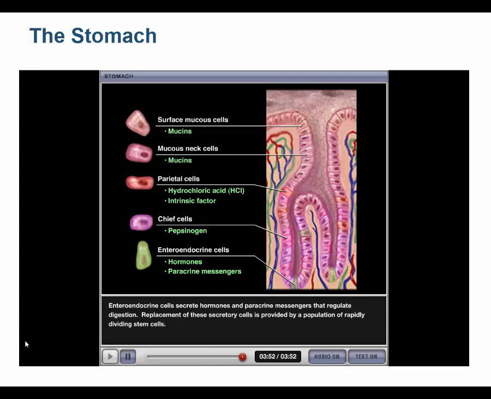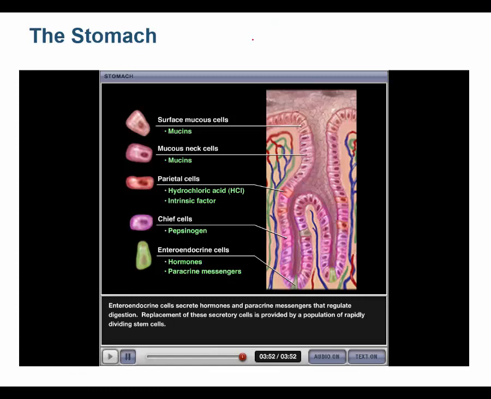Before I move on, I didn't mention in the previous slide that intrinsic factor is secreted by parietal cells. I failed to mention that. Let me just tell you something about intrinsic factor. It is a protein that's necessary for vitamin B12 absorption. You could eat all of the vitamin B12 in the world and not absorb any of it unless you have intrinsic factor secreted by parietal cells.